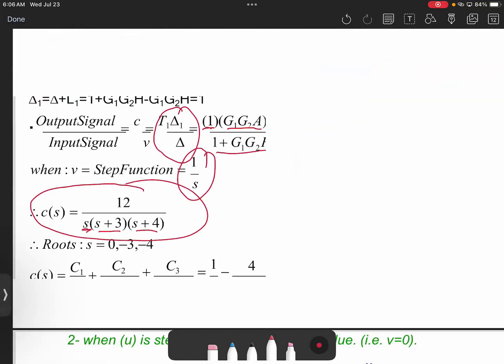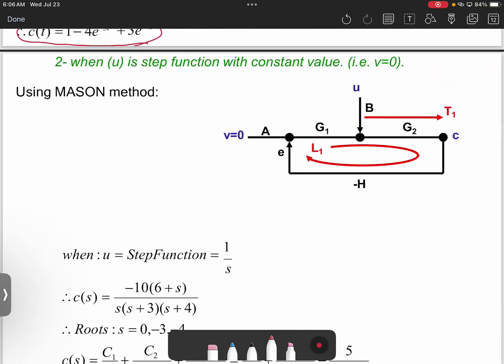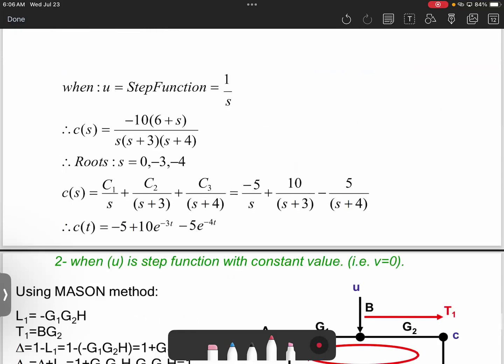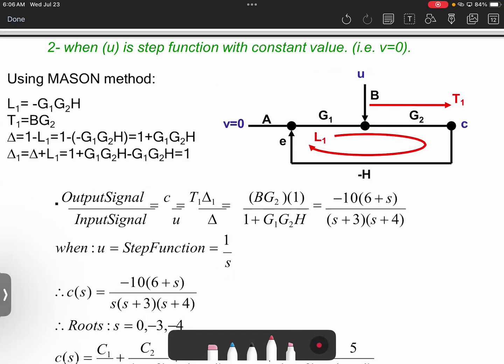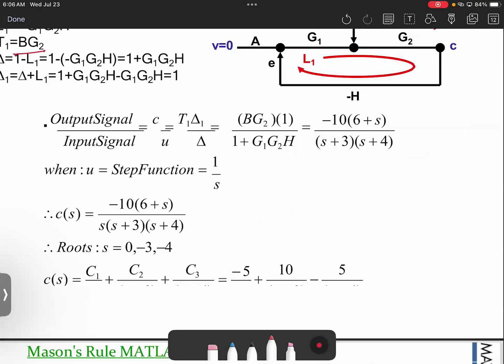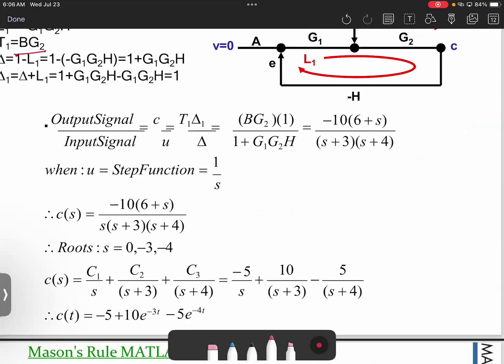The second thing, assume V equals 0. Now we have U. The thing which is here, the path, B times G2. The same delta, the same loops, but the only difference is the path. And do the step response, 1 over S, partial fraction expansion. This yields C of t equal -5 plus 10 e to the -3t minus 5 e to the -4t. Okay, understood?